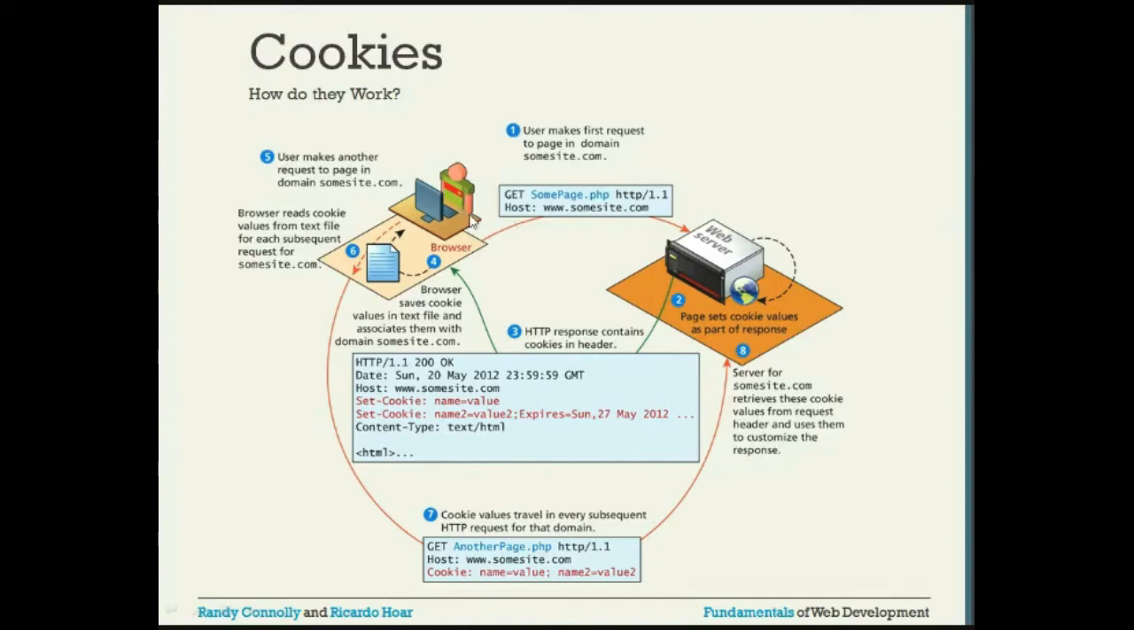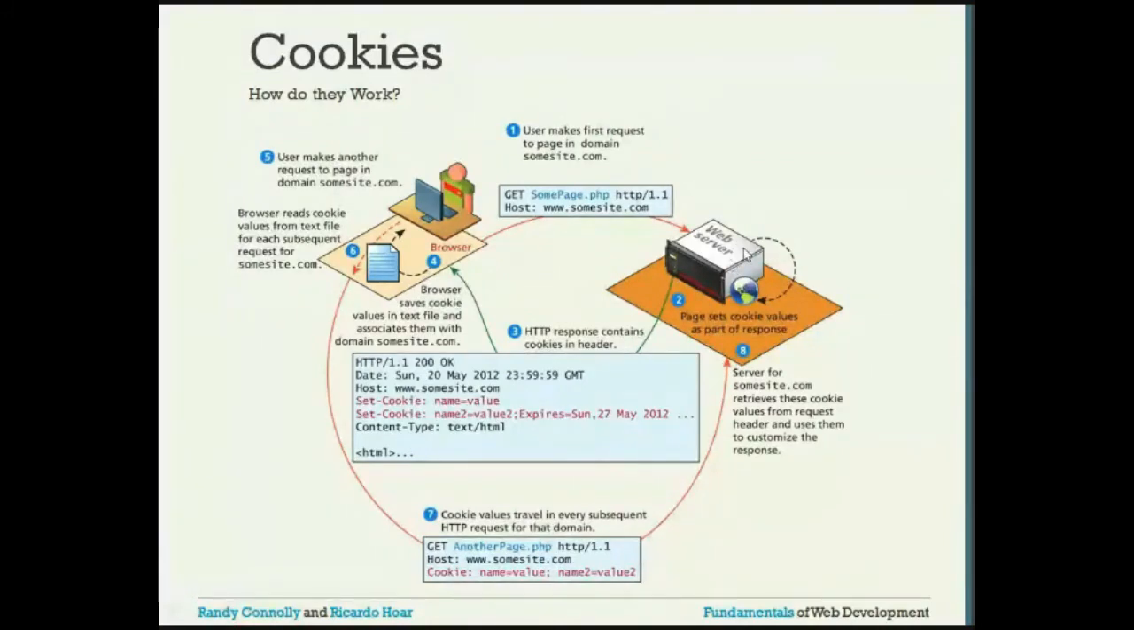When it comes to the web server, the web server page sets the values for the cookie. It will set the cookie values as part of a response. This is the HTTP response that is given to the client, the browser client. Apart from other header information, HTTP has other information like a date, protocol version, status of the HTTP request, host information, and some other information.